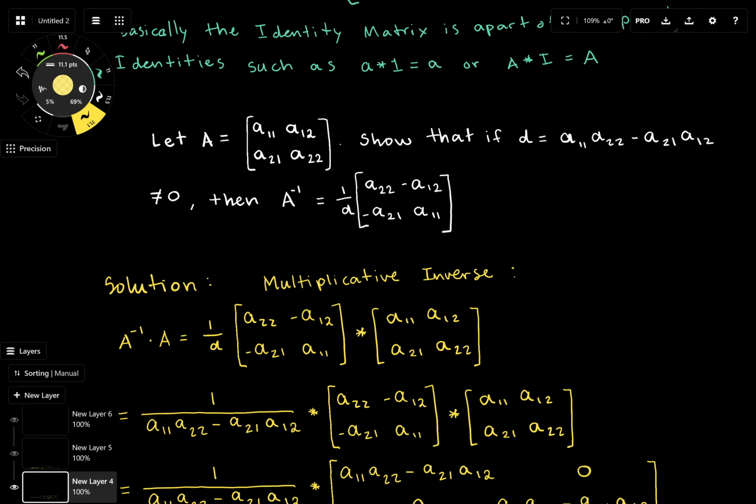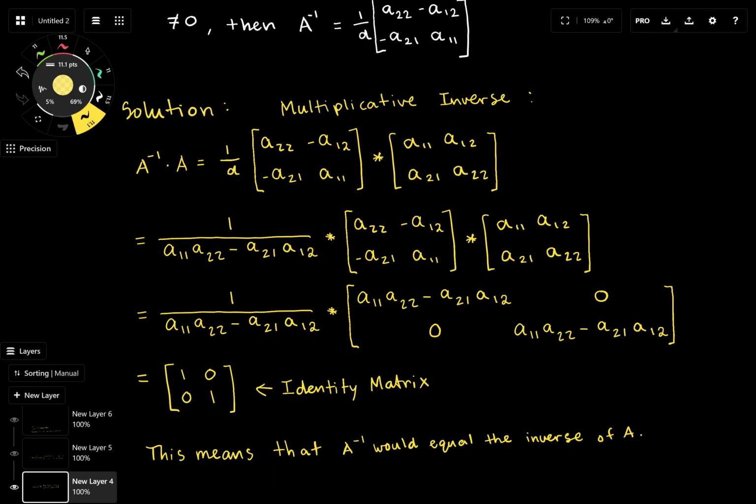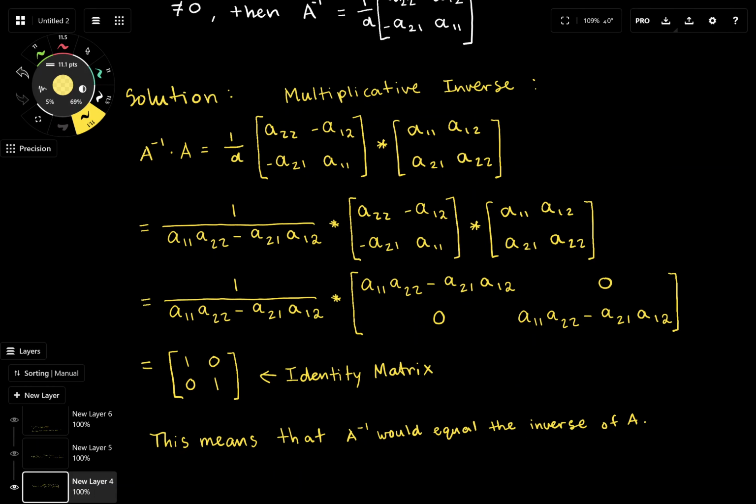And that's basically an identity matrix when you multiply it out. And that's how I came to this conclusion, and I hope you found this interesting.